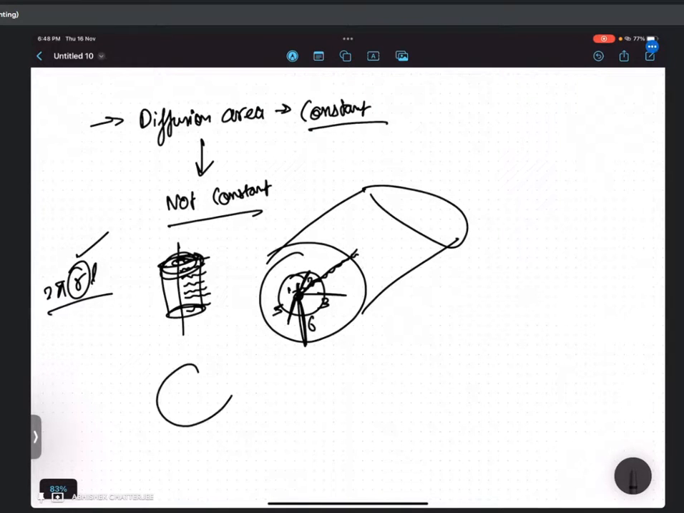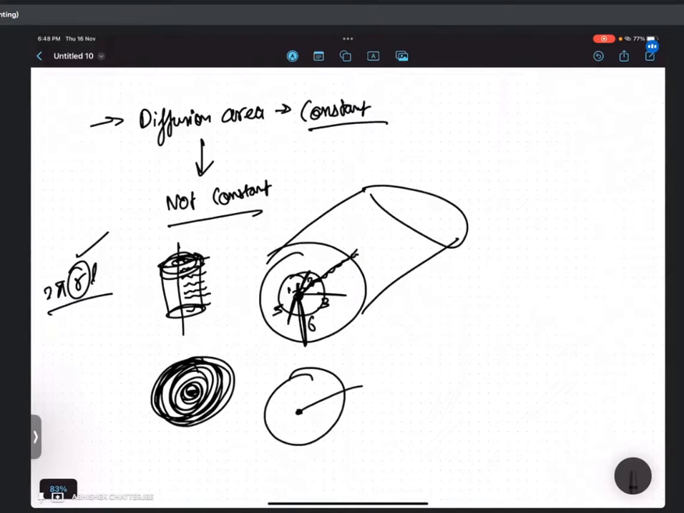Suppose you have a sphere. This entire sphere is there. So in this sphere also, suppose from the center of the sphere, it is diffusing. So again, the radius is going on changing. And what is the area of the sphere? 4 pi r square. So as r is continuously changing, the area of diffusion will continuously change. So these are the two examples. Many more examples can be taken up, but we will understand how to solve this question just based on these two examples only.